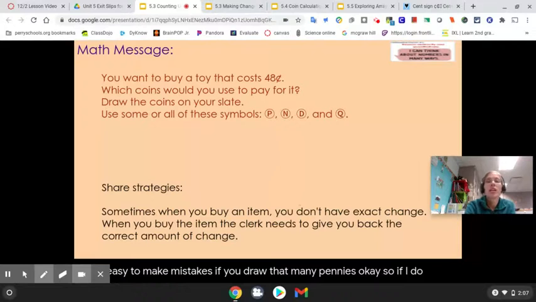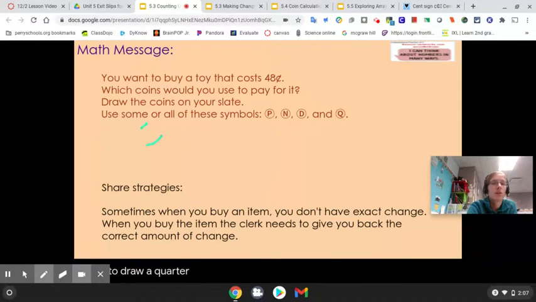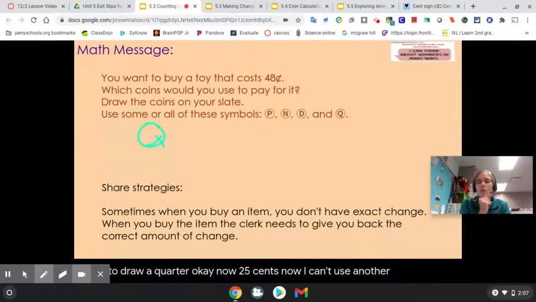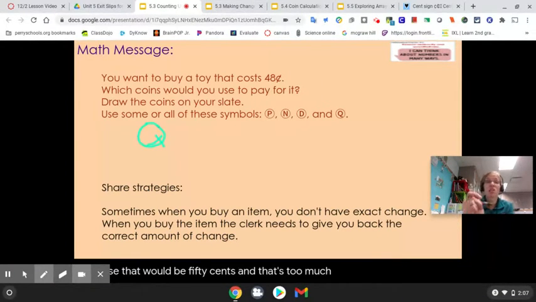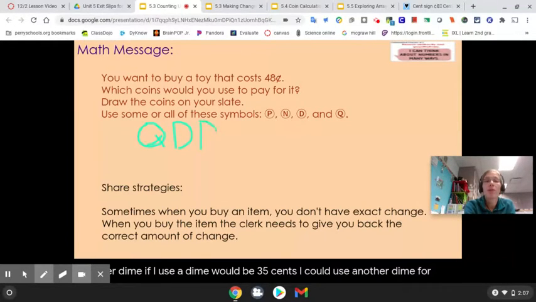Okay, so if I do 48 cents, I can start with my quarter because I know a quarter is 25 cents. So I'm going to draw a quarter. Okay, now 25 cents. Now, I can't use another quarter because that would be 50 cents and that's too much. So here's 25 cents. Another dime, if I use a dime, would be 35 cents. I could use another dime for 45 cents. And then if I use another dime, that'd be 55, and that's too much.